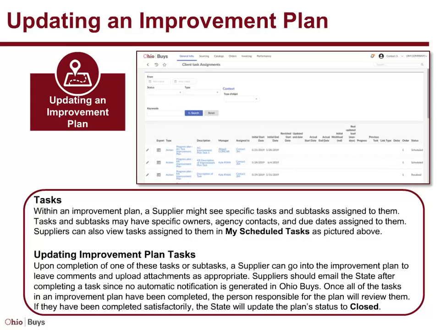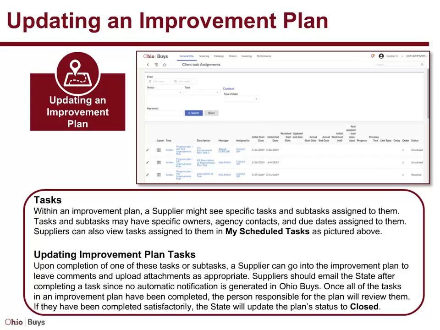Within an improvement plan, a supplier might see specific tasks and subtasks assigned to them. Tasks and subtasks may have specific owners, agency contacts, and due dates assigned to them. Suppliers can also view tasks assigned to them in My Scheduled Tasks as pictured above. Upon completion of one of these tasks or subtasks, a supplier can go into the improvement plan to leave comments and upload attachments as appropriate.